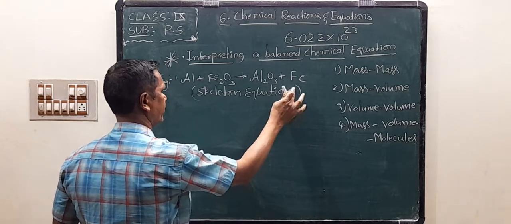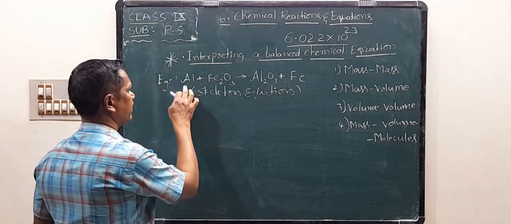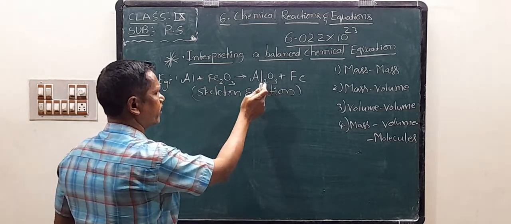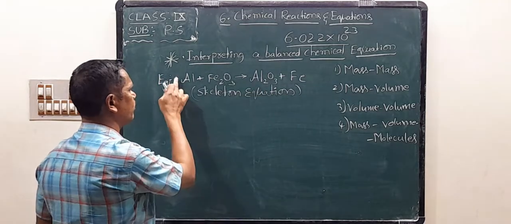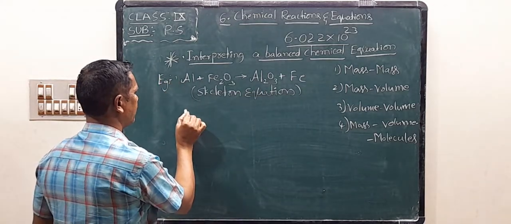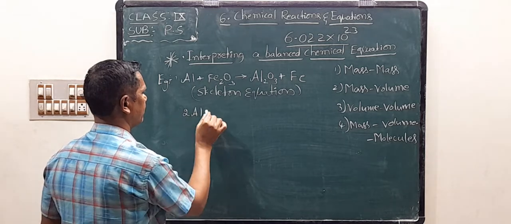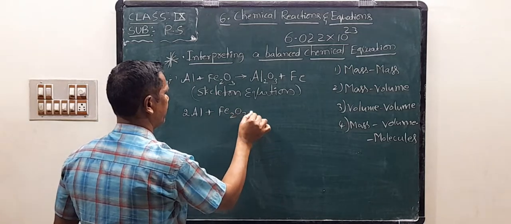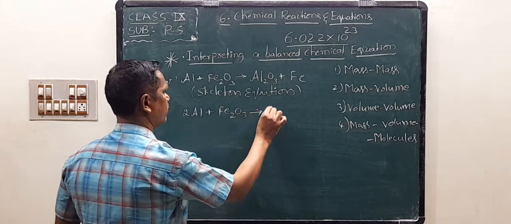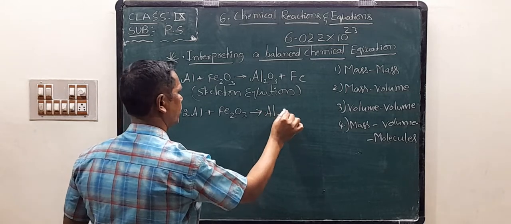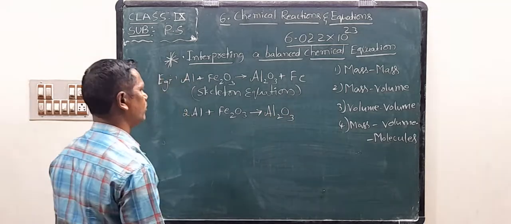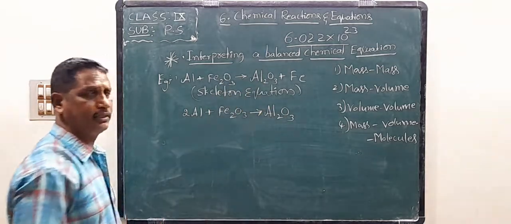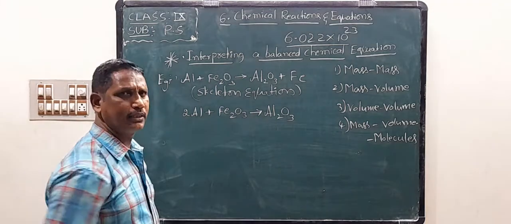Now we balance this equation. On the reactant side there is only one aluminum atom, and on the product side there are two aluminum atoms. Put 2 as a coefficient: 2Al plus Fe2O3 gives rise to Al2O3. There are 3 oxygen atoms on the reactant side and 3 on the product side, so oxygen atoms are balanced.